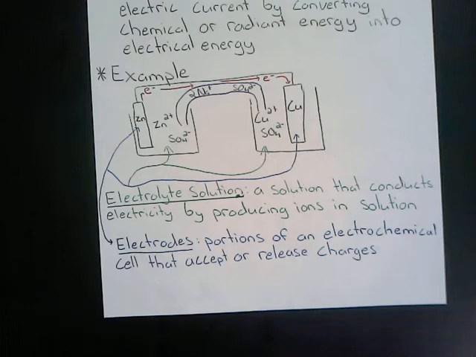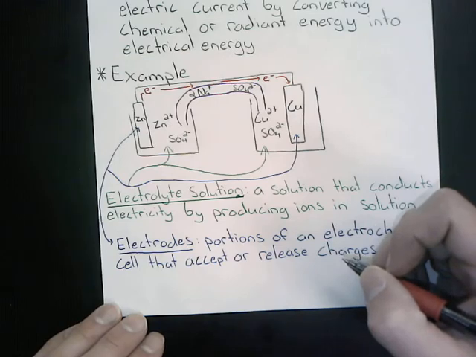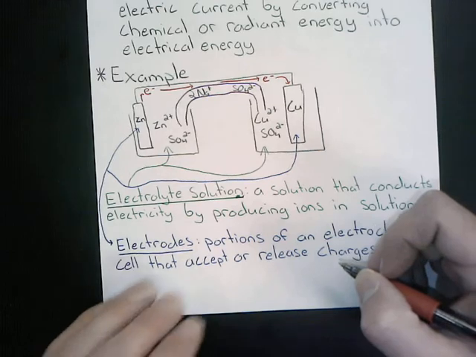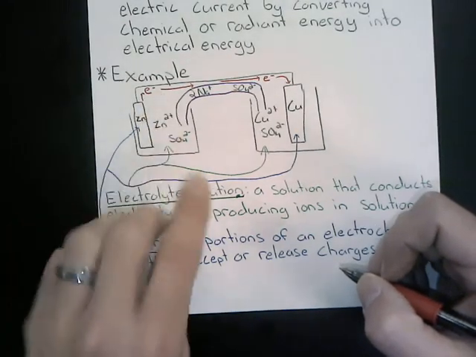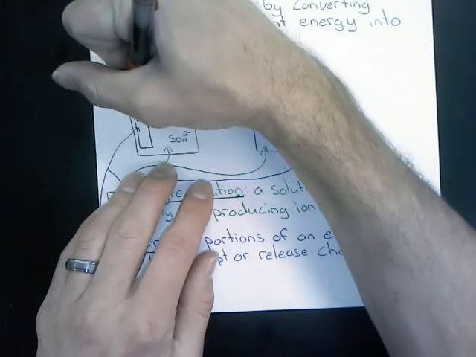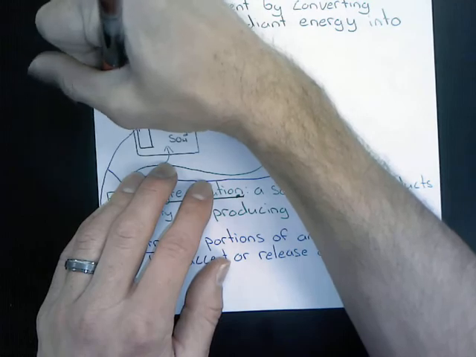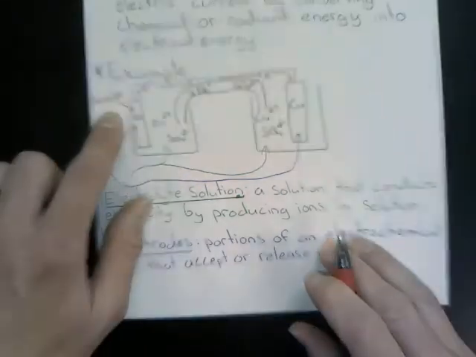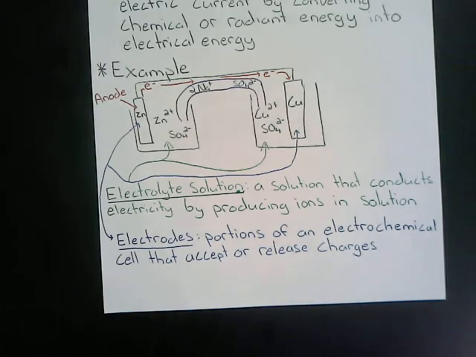Okay, so within electrodes, there's two different types. Number one, the type that I want to talk about first, and I'm going to write this in red, is the anode. And the anode is the electrode that releases the negative charge. So because zinc is releasing this electron or the negative charge, it, in this case, is what we call the anode. So again, I'm going to pause. I'm going to write the definition of this anode in our example.